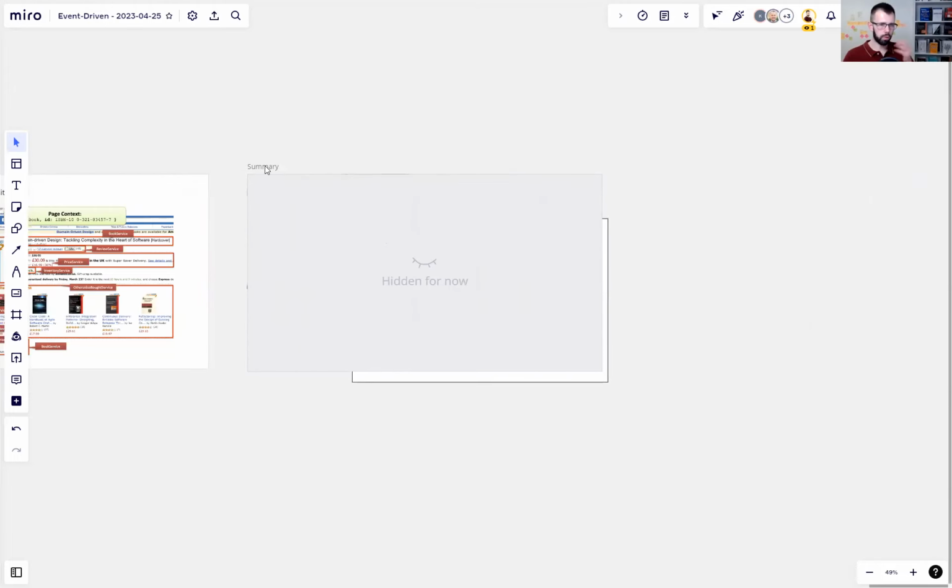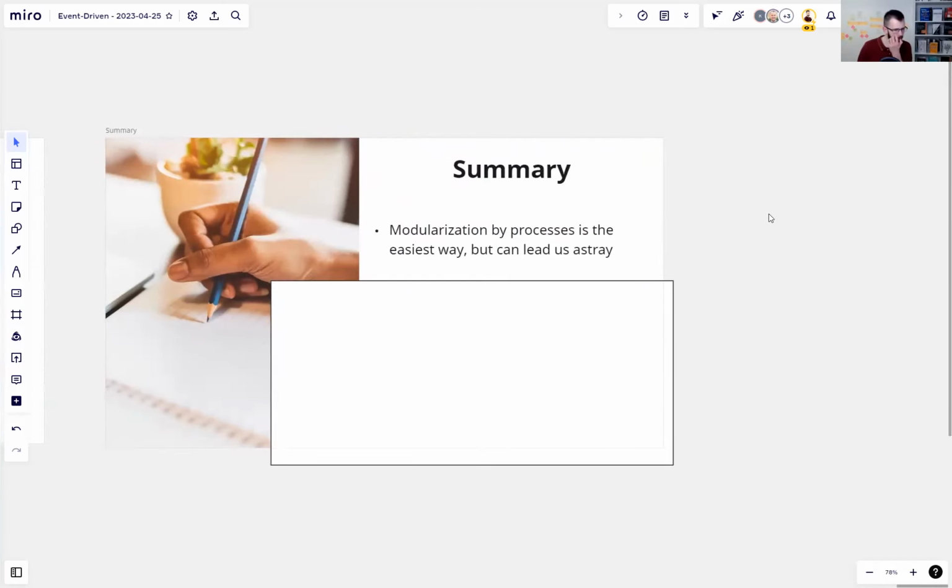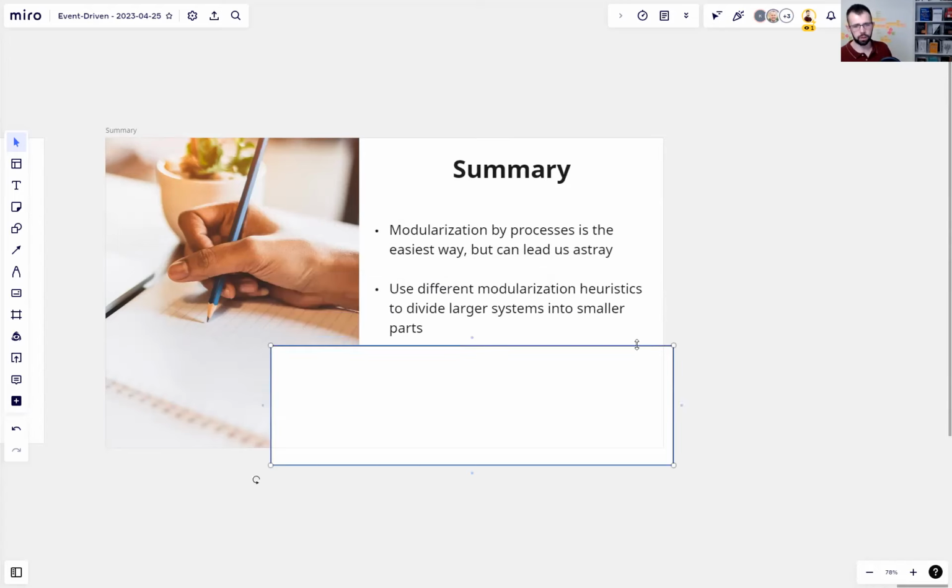Okay, so a quick summary at the end. Modularization by process is the easiest way, but very easily it can lead us astray. As you have seen here, we had different processes, but we split the system completely differently. By using different modularization heuristics, we can divide a larger system into smaller parts that will be very cohesive, and the communication between different parts will be limited to a minimum.